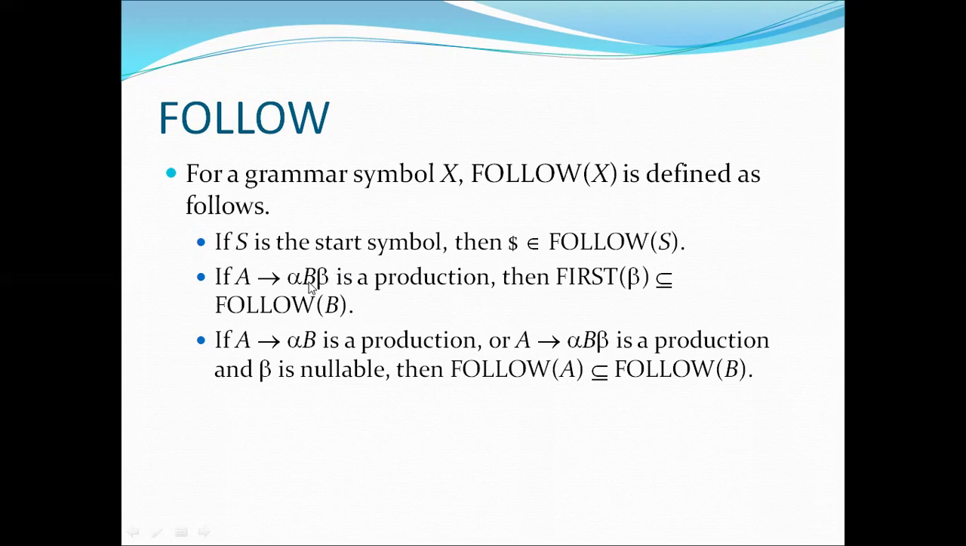And one more thing we need to check is whether it is nullable. Otherwise, if B is not following anything, or if beta is nullable in the production, then we need to include the follow of A in the follow of B. These are the two things we need to check. Two conditions are there for finding the follow. So first, in the starting symbol, include the dollar.